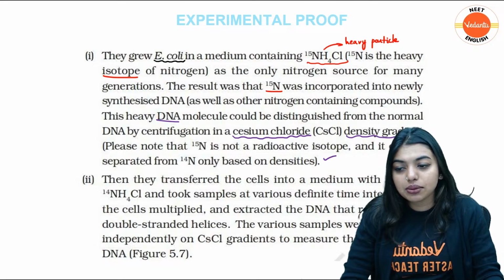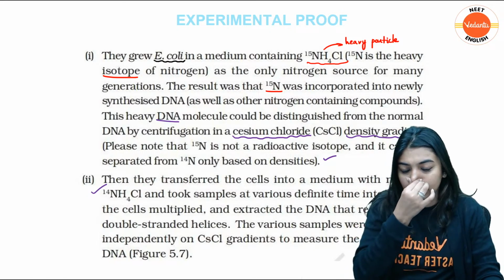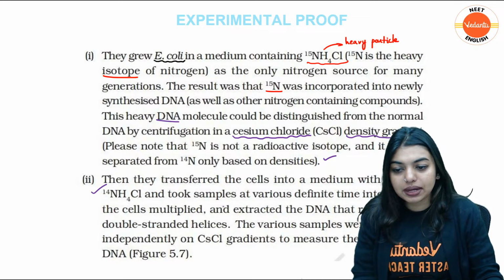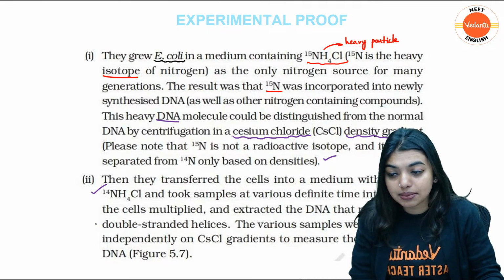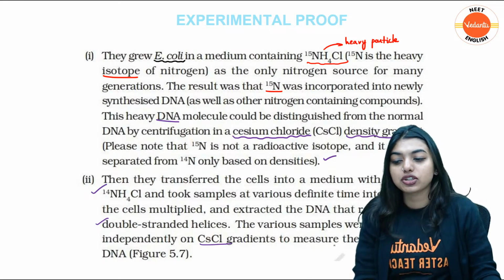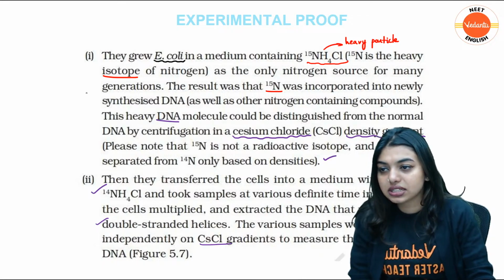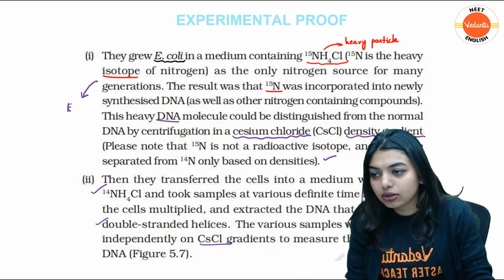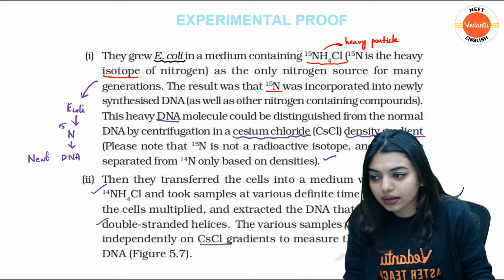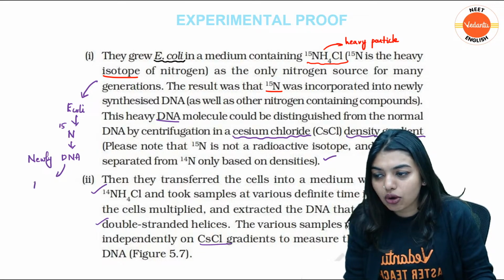They transfer the cells into a medium with normal N14 NH4Cl and took samples at various time intervals as the cells multiplied, and extracted the DNA that remained as a double-stranded helix. The various samples were separated independently on cesium chloride to measure the density of DNA. So in the first instance, E. coli was cultivated in N15 for a very long time, because of which the newly formed DNA was incorporated and we got N15 strands.